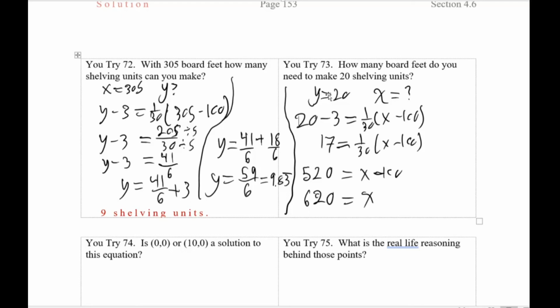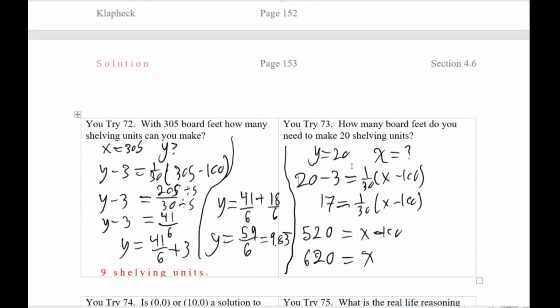So I know that y equals 20, and I'm trying to figure out what x is, that is, the board feet. I put y equals 20 into my equation, so 20 minus 3 equals 1 over 30 times x minus 100. Simplify the left-hand side, and then I multiply both sides by 30 to get rid of this fraction. 17 times 30 I got was 510. And now I can add 100 to both sides to get 610 equals x.